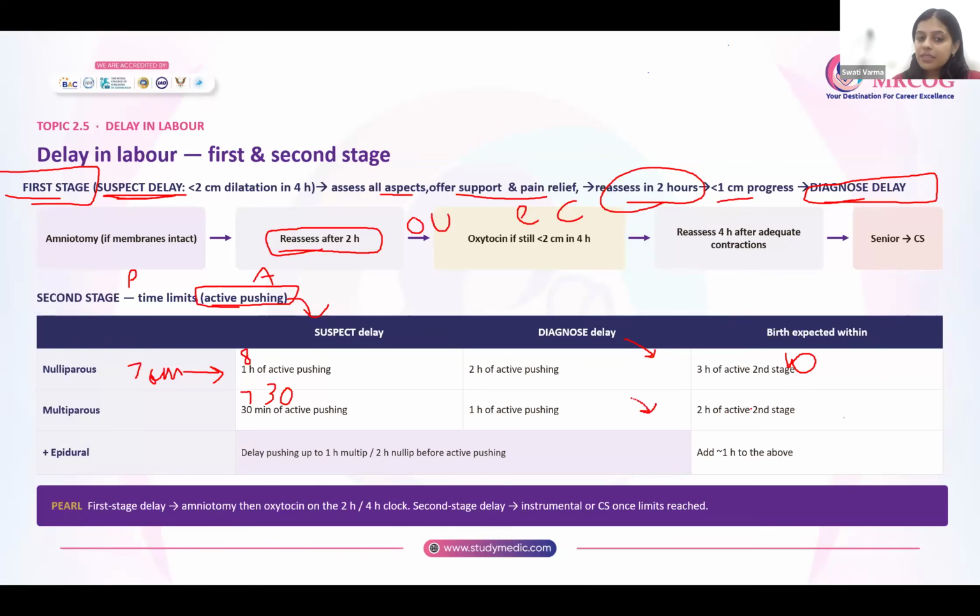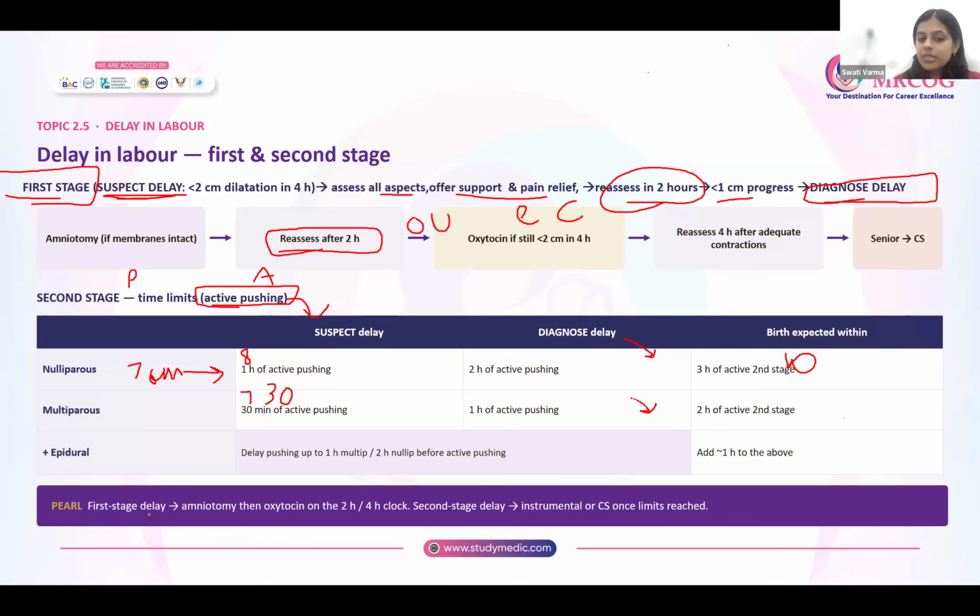So this is regarding second stage delays. Suspect delay, diagnose delay, until when the birth is expected. Now this is to be followed regardless of what is given in the assisted vaginal birth GTG, but this is the whole clear-cut classification of how much passive, how much active, how much pushing, and when to go for instrumental birth or operative birth. If she is ineligible for instrumental delivery, then cesarean section.